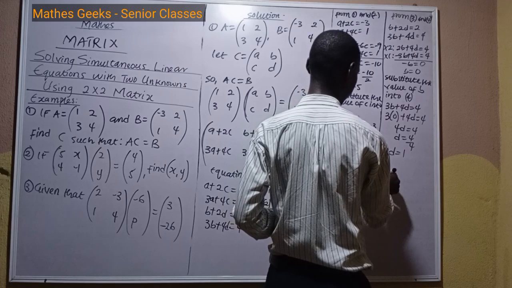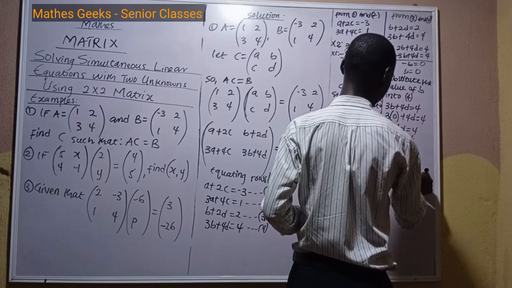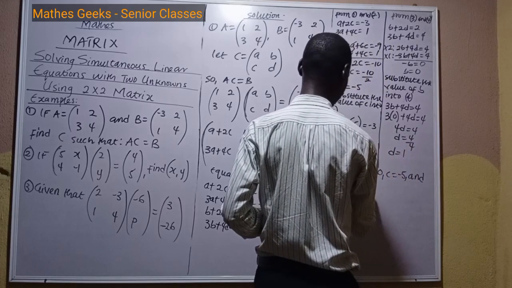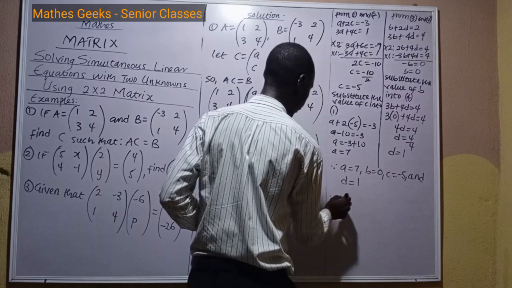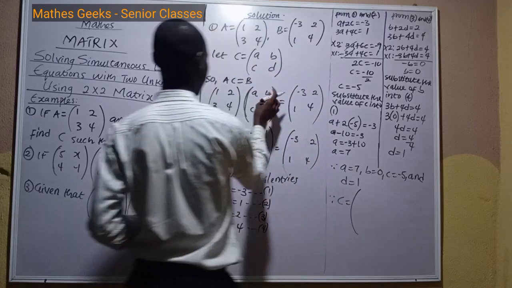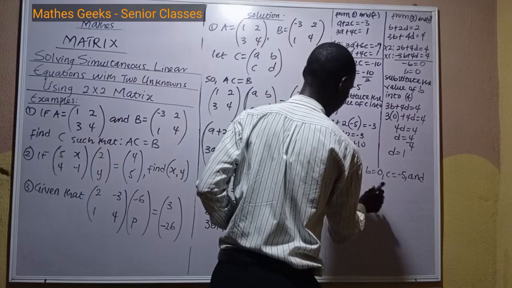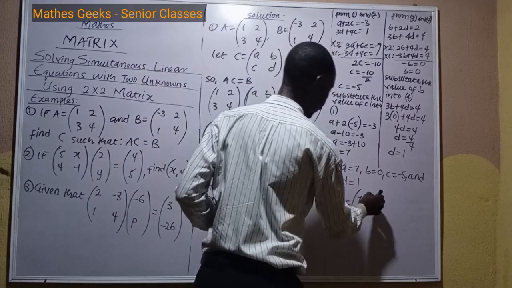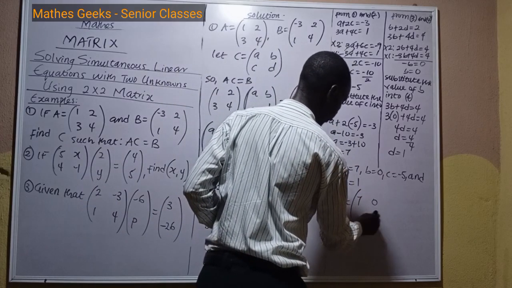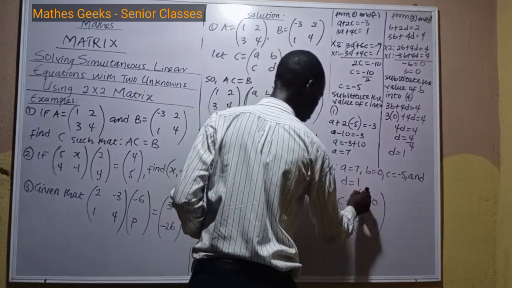B is 0. C is minus 5. And D is equal to 1. So matrix C is equal to, let me just say A, B, C, D, which is what we have. So our A is 7, B is 0, C is minus 5, and D is 1, as a matrix.